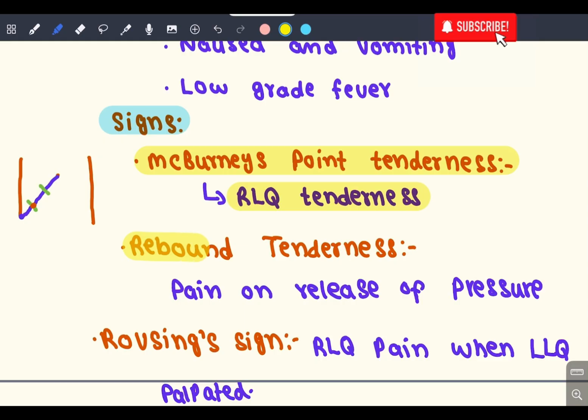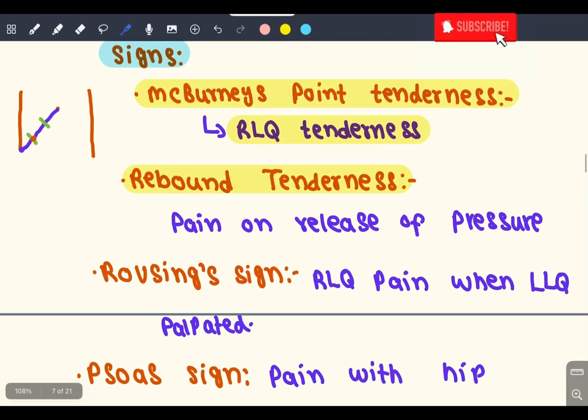Then we have rebound tenderness. Rebound tenderness means when we press the abdomen and then remove the finger or hand by which we are pressing the abdomen, the pain will occur. The pain actually does not occur on pressing, but when we release the pressure, then the pain will occur. So pain on release of pressure is called rebound tenderness. So this is another sign.